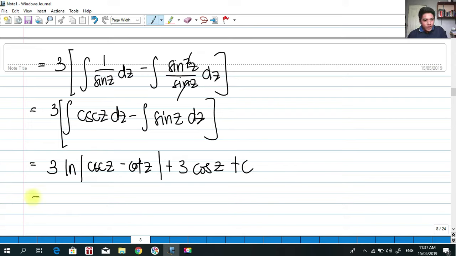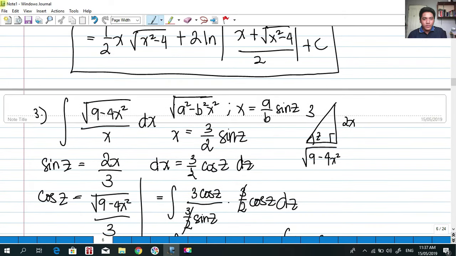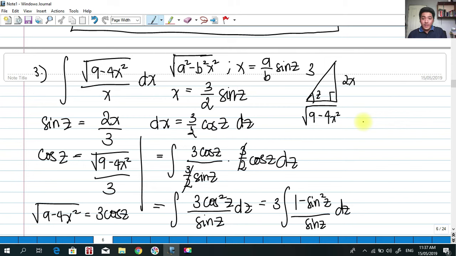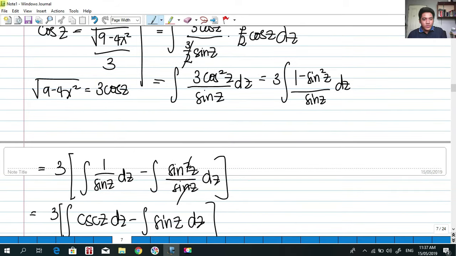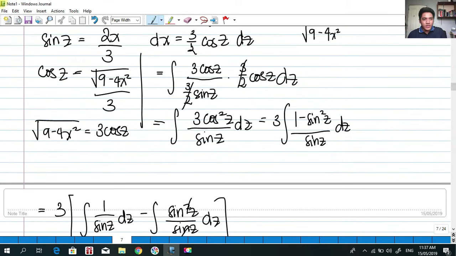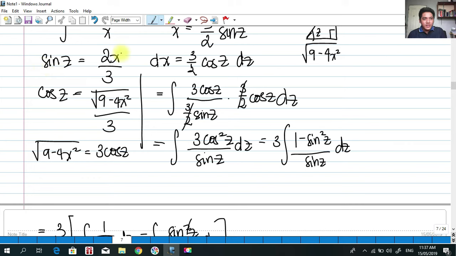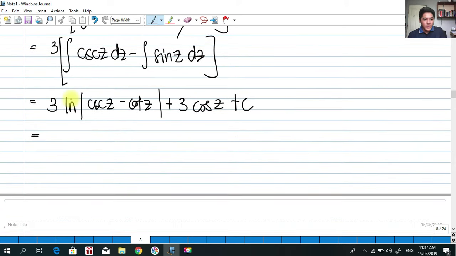Of course, this is not our final answer, so we need to get cosecant z and cotangent z and cosine z from our triangle. We have now already the cosine z, so we should get cosecant and cotangent. So we have here sine of z. To get cosecant of z, simply we need to get the reciprocal of this. The reciprocal of this is 3 over 2x. So 3 ln cosecant z is simply equal to 3 over 2x minus cotangent z.